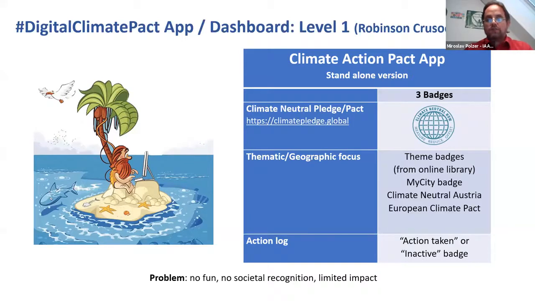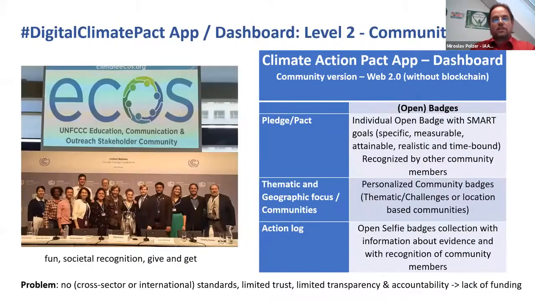It's already a very important first step to commit to a climate neutral pledge. And then there's the possibility on such an app to choose from theme badges and download them and put them on the app without any recognition from anybody else or any evidence for others to check. But this is possible, and it's the first step. The problem is it's not really fun, and there's no societal recognition, and the impact is limited.